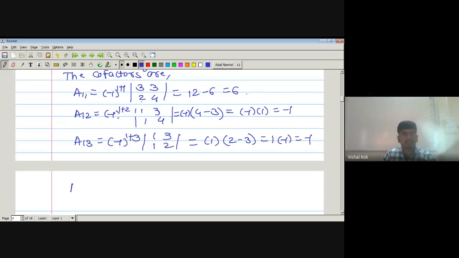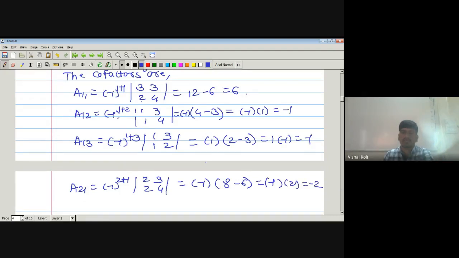Now A21 is equal to (-1) to the power 2+1 into its minor, |2 3; 2 4|. So it is equal to (-1) to the power 3, which is minus 1, into (4 into 2 is 8, minus 3 into 2 is 6), which is equal to minus 1 into 2, which is equal to minus 2.